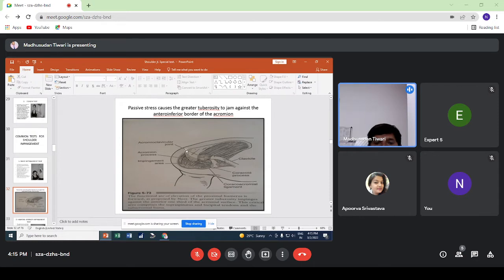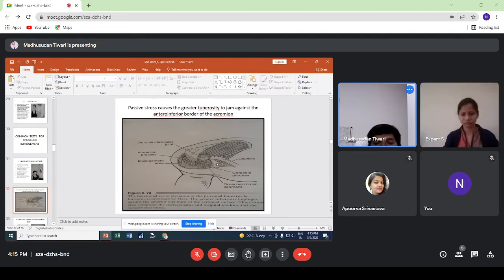See, this is the acromial process of the scapula and this is the clavicle and this is the joint, the acromioclavicular joint. Acromial process, acromioclavicular joint.